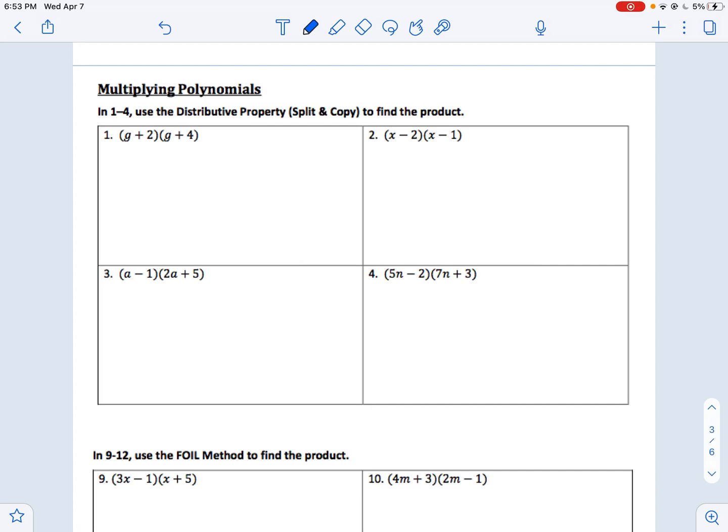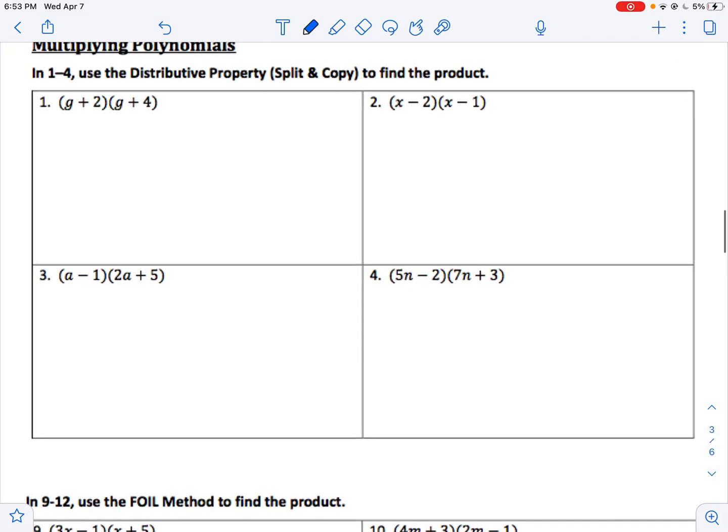Multiply polynomials using the distributive property, what some might call split and copy. I don't know what your teacher might call it. But what we're going to do is split this first binomial up into two parts. So think of it like we're going to distribute both of these pieces individually to the second binomial.